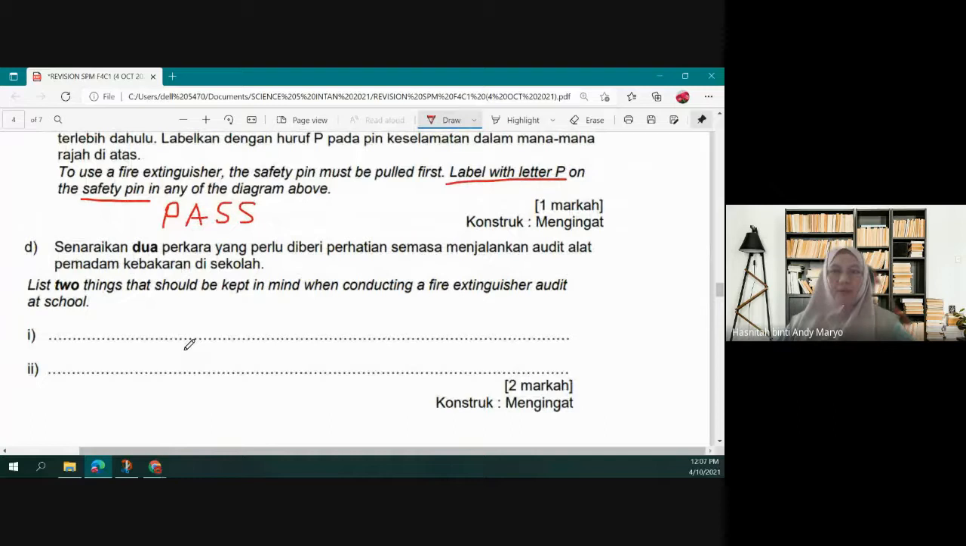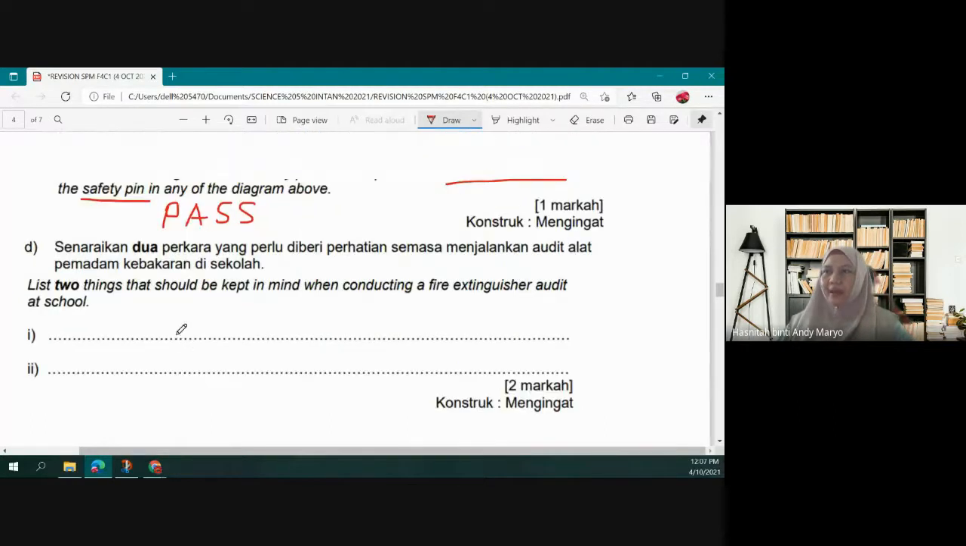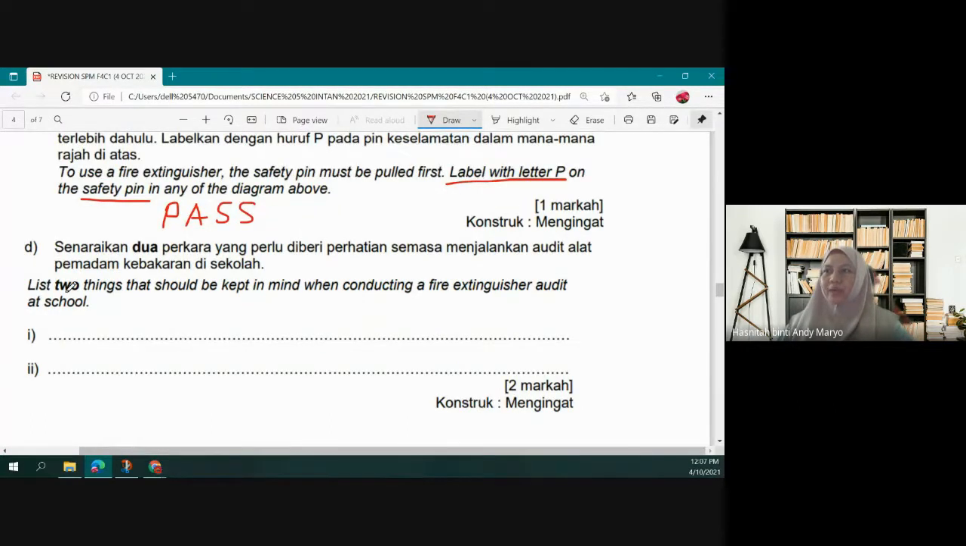Okay, now we move to question D. You have to list 2 things that should be kept in mind when conducting a fire extinguisher audit at school. So this is similar to question number 10 earlier. So what are the 2 important items you can audit? Dia minta 2 saja. Sebenarnya ada beberapa. There are more than 2. Okay, you can list out. So what are they?